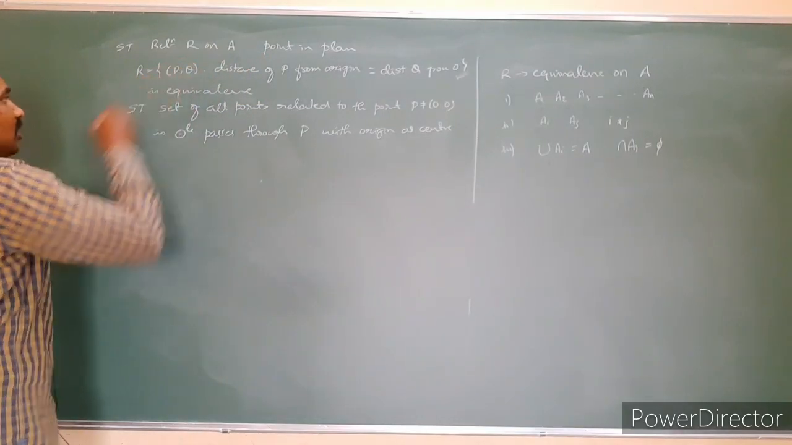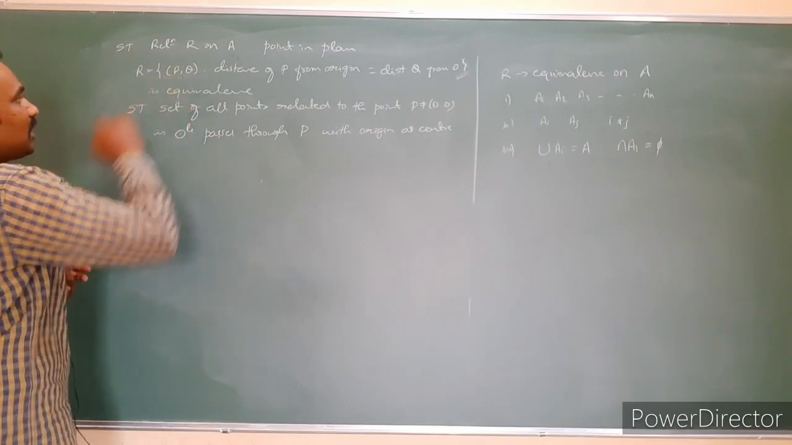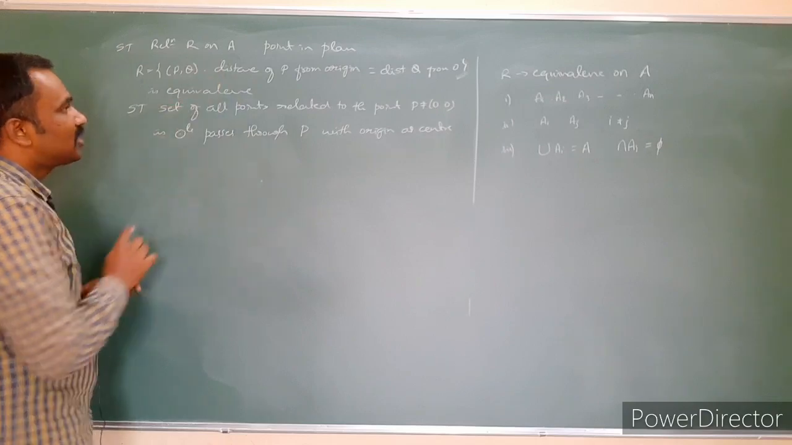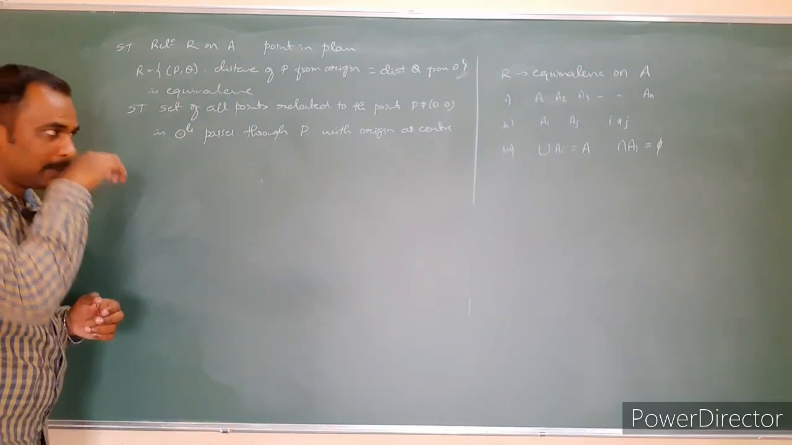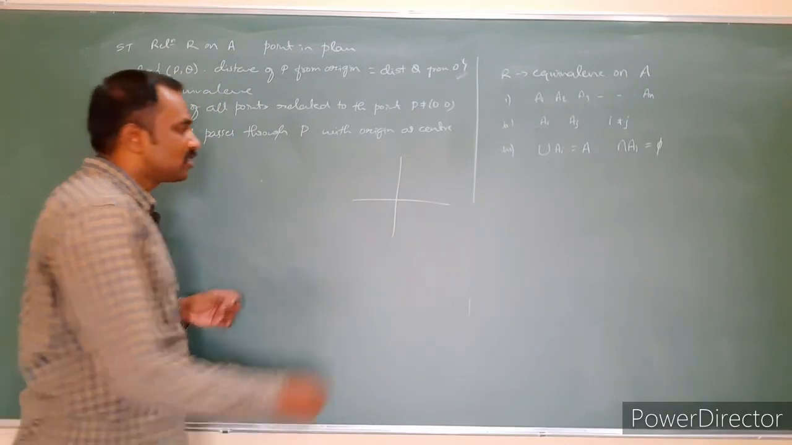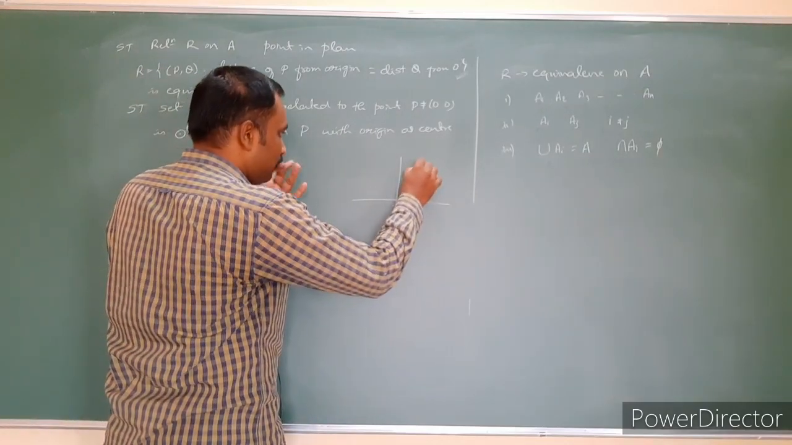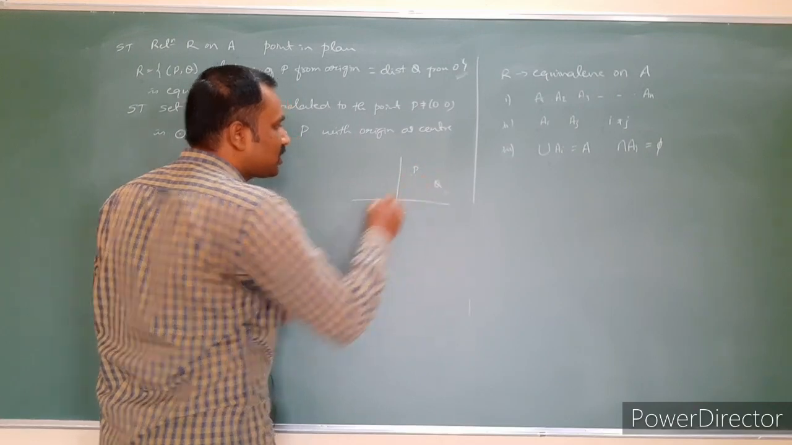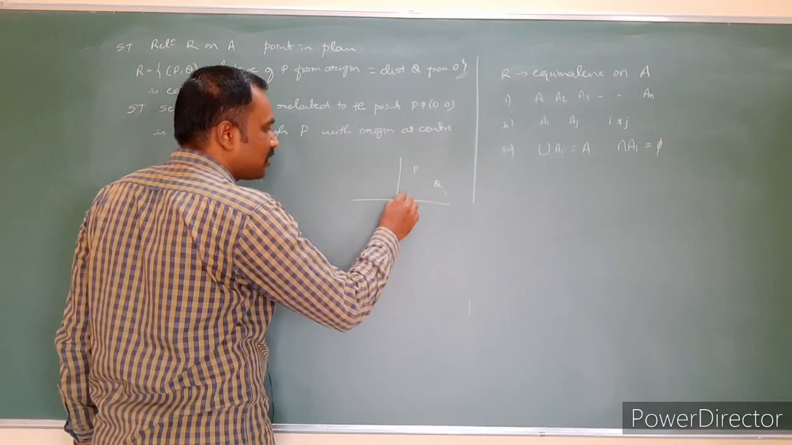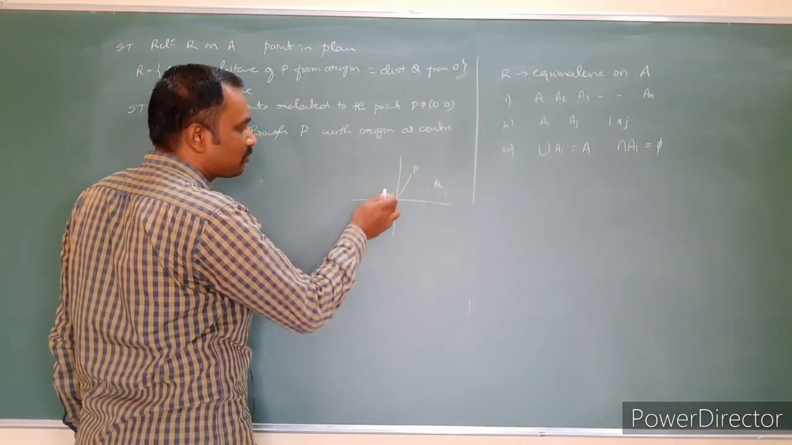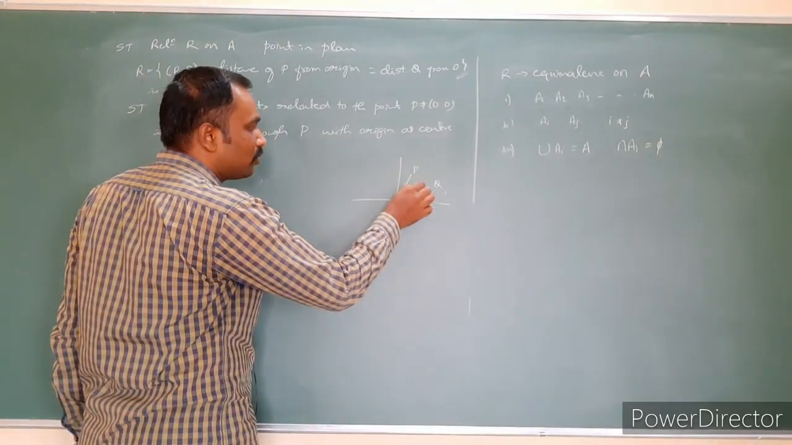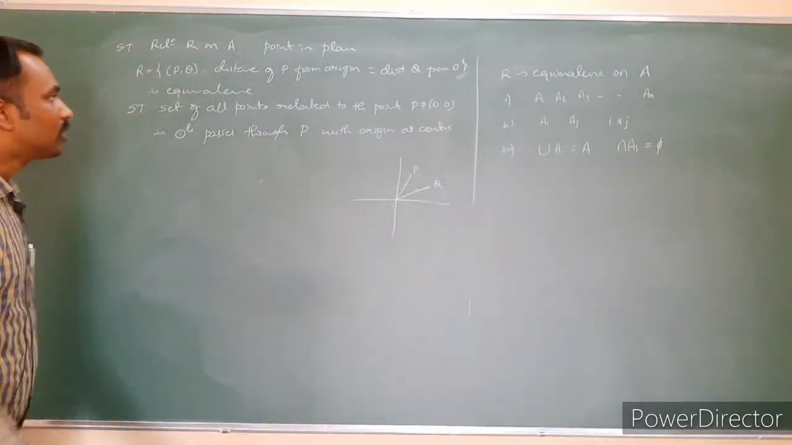P comma Q. How are P and Q related? The distance of the point P from the origin is the same as the distance of the point Q from the origin. Suppose in the xy coordinate plane there are infinitely many points. Origin is here. Suppose the point P is here and the point Q is here. P and Q are related in such a way that the distance of P from the origin is the same as the distance of Q from the origin.